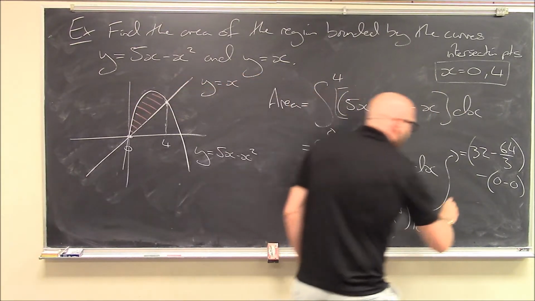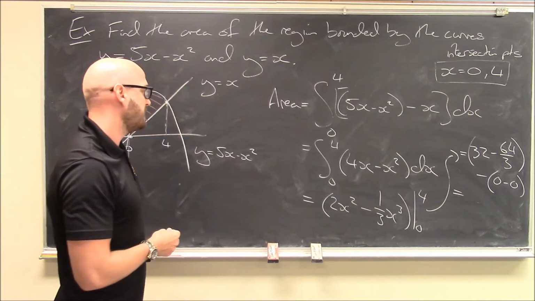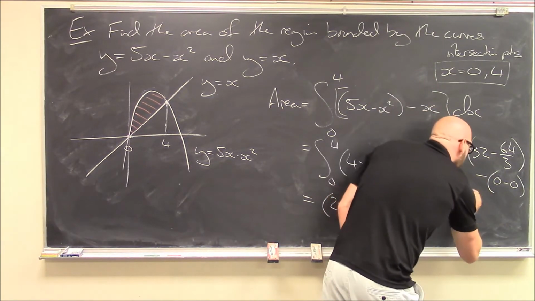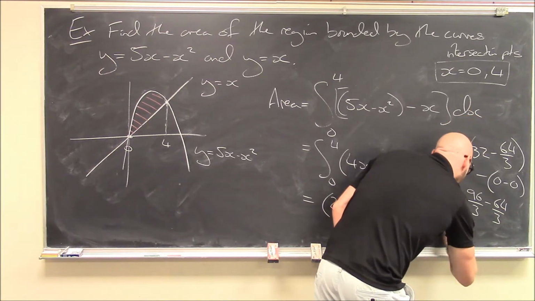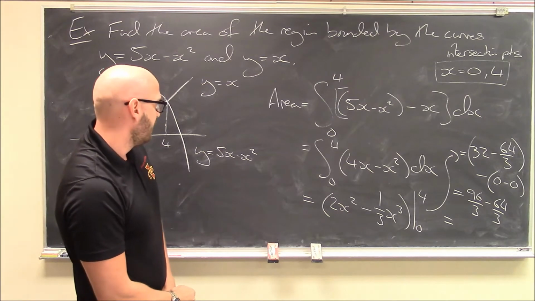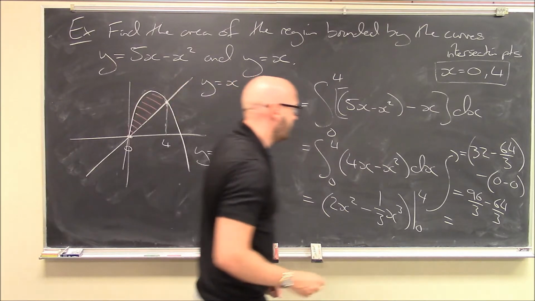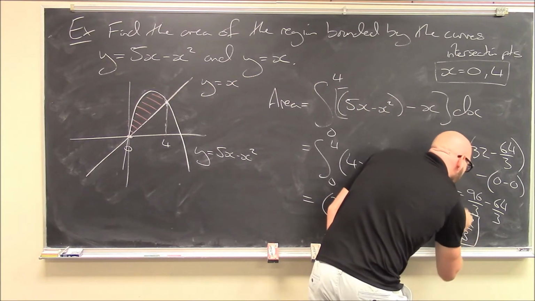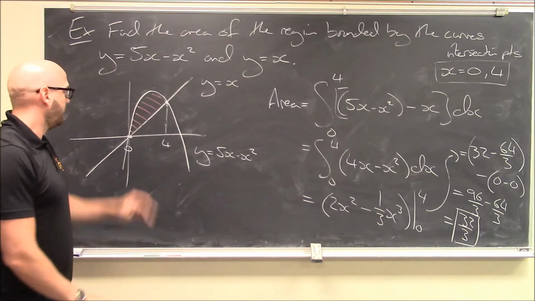So what is this? Well, it's 32 minus 64 thirds. I should probably write this as a single fraction. 32 is how many thirds? 96 thirds? 96 thirds minus 64 thirds. Our answer is, if I would just squeeze it in there on the bottom of the board, 32 thirds. Is the exact area between these two curves.